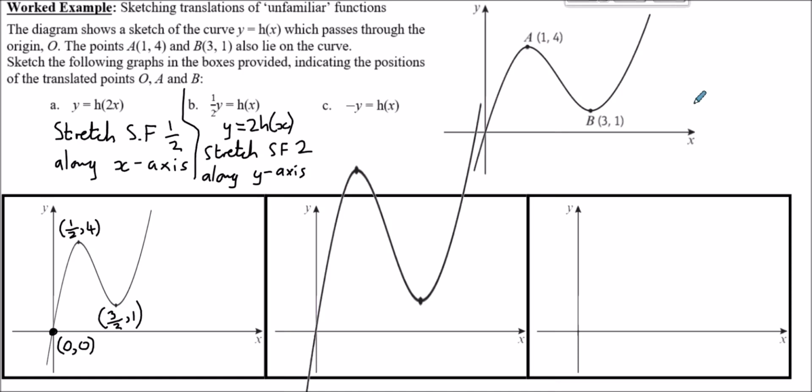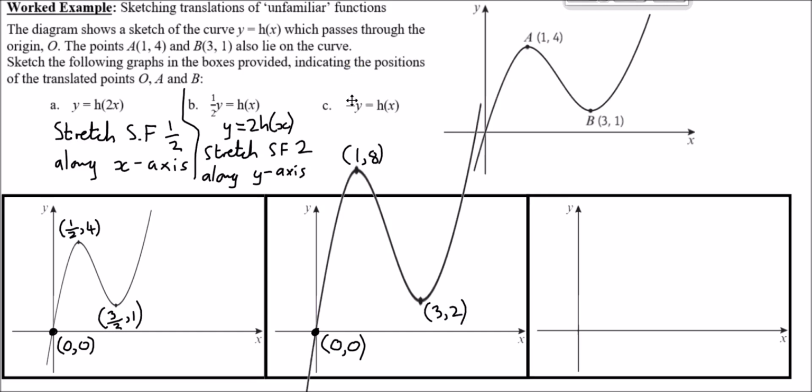So this point here, it's 0, 0. So when I multiply that by 2, that's still going to be the origin. That's still 0, 0. This point here, the y-coordinate will double. So the 4 will double to 8. 1 will stay as it is. So we have 1, 8. And this one here, that's going to be 3 and 2.